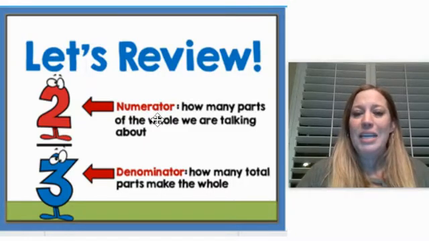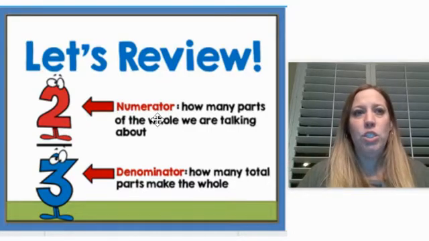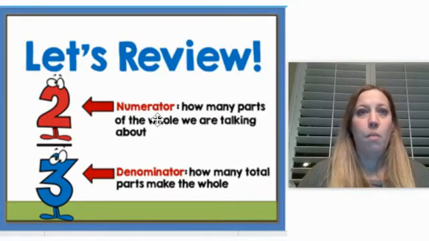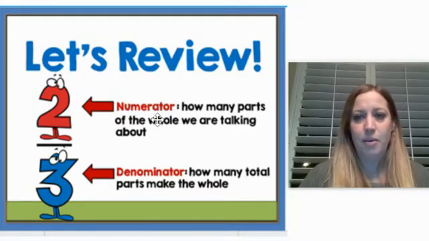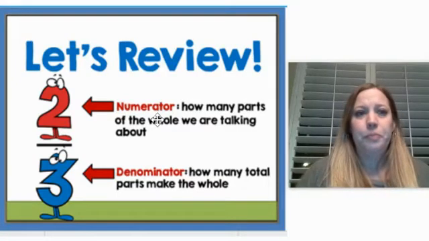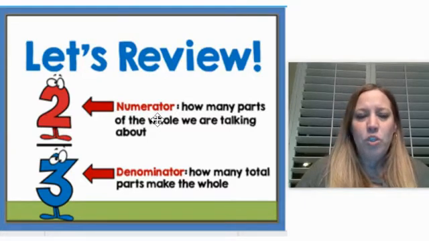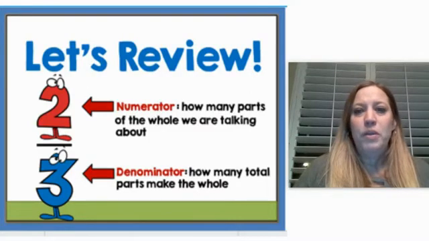The denominator is how many total parts make the whole. Okay, not the leftover parts, not the shaded parts, not the unshaded parts. It's the total number of parts in whatever that set is, whether it's a set or a shape or a number line or whatever it is. The number of total parts that make the whole thing. Okay, that original thing, that whole thing, that's the denominator. But before we jump into number lines, there's a couple of terms that we need to understand. It'll help us with our number lines.